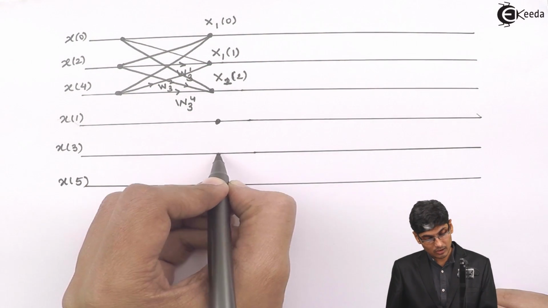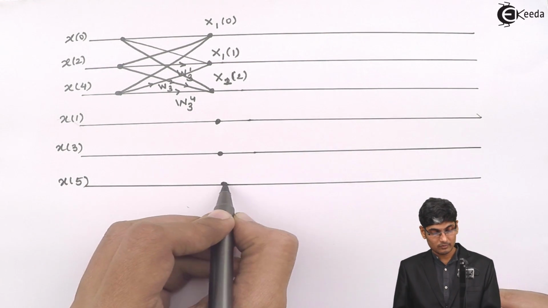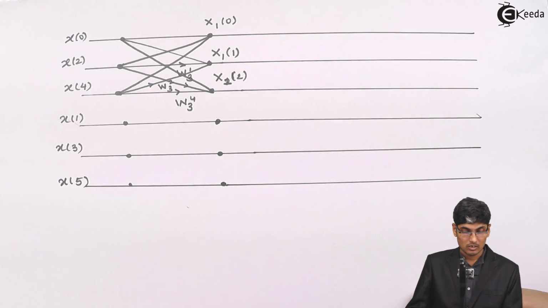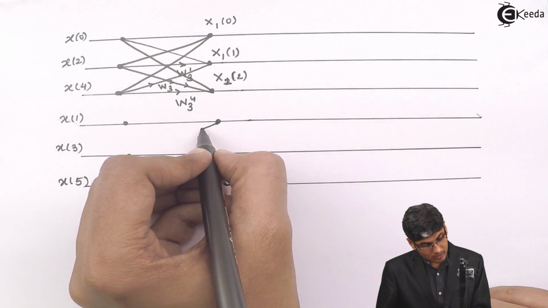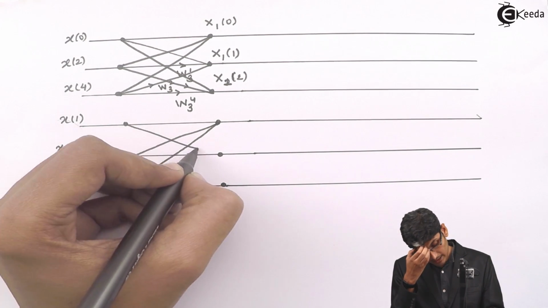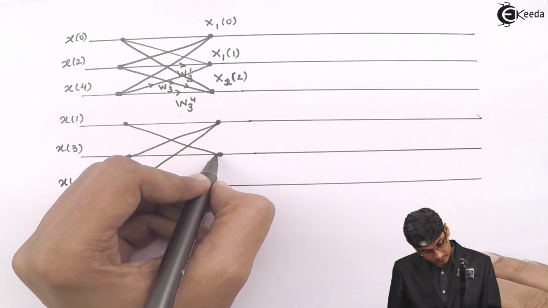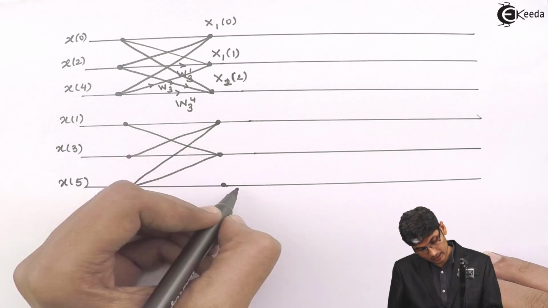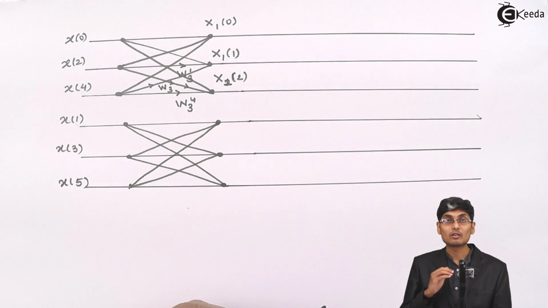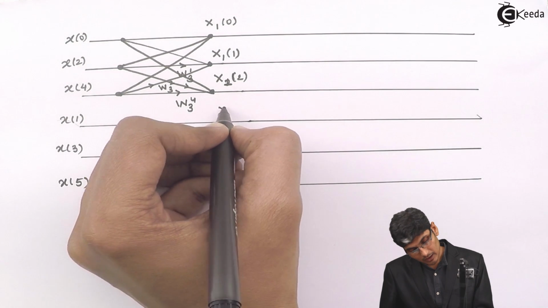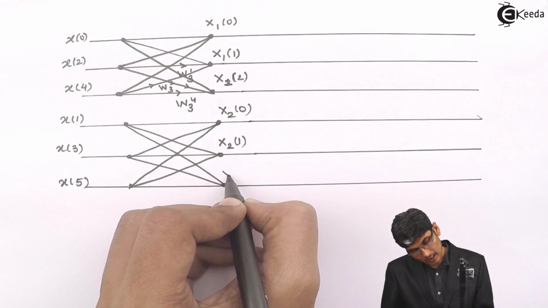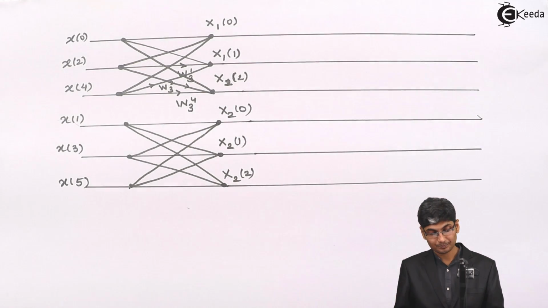Similarly, for the odd part, it will be the same. We will have 3 lines coming together here, 3 lines coming together here, and 3 lines coming together here. Now this will be x2 of 0, this will be x2 of 1, and this will be x2 of 2.